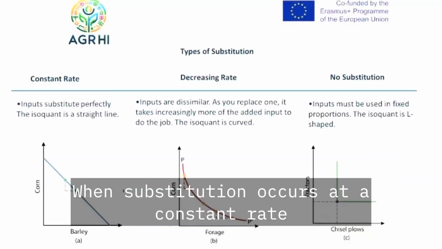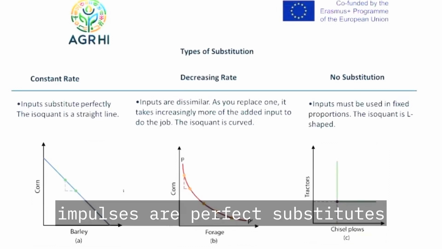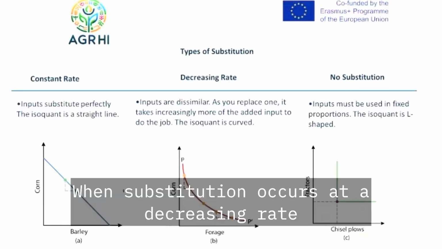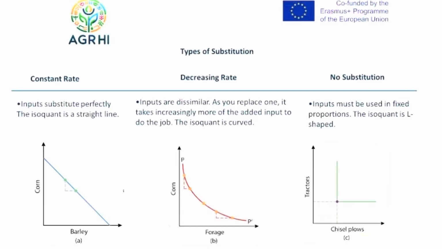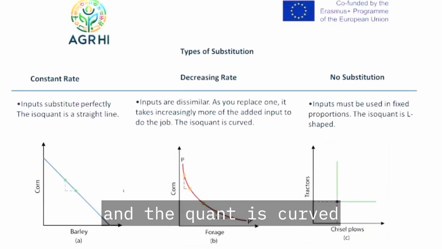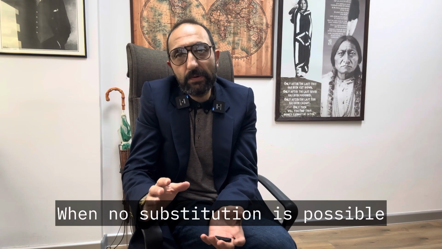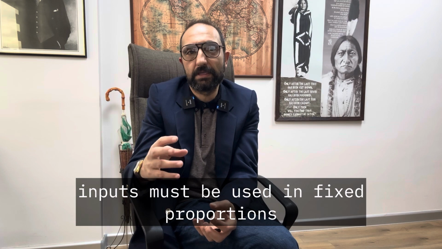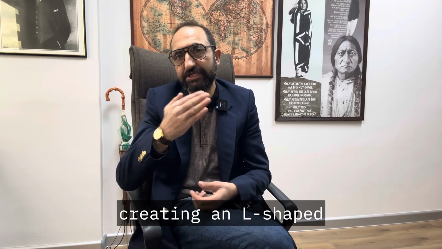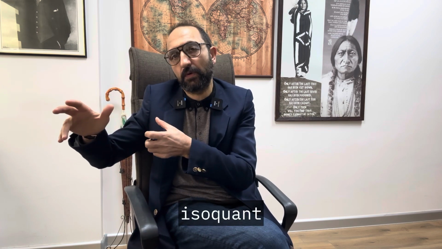When substitution occurs at a constant rate, inputs are perfect substitutes and the isoquant is a straight line. When substitution occurs at a decreasing rate, inputs are imperfect substitutes and the isoquant is curved. When no substitution is possible, inputs must be used in fixed proportions, creating an L-shaped isoquant.